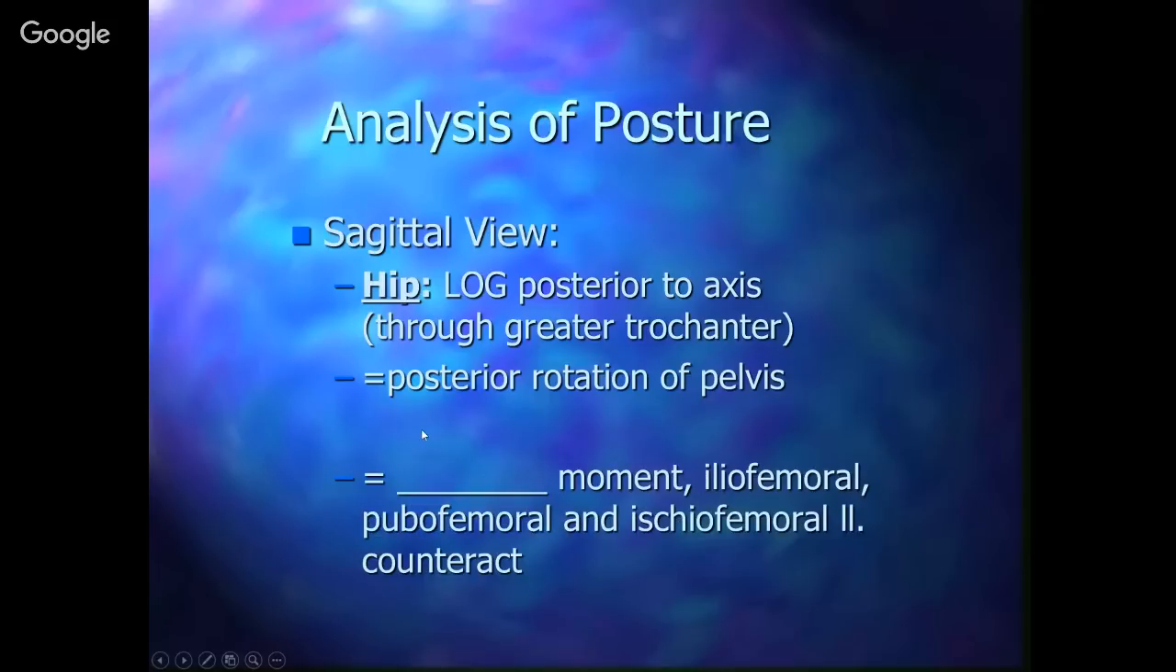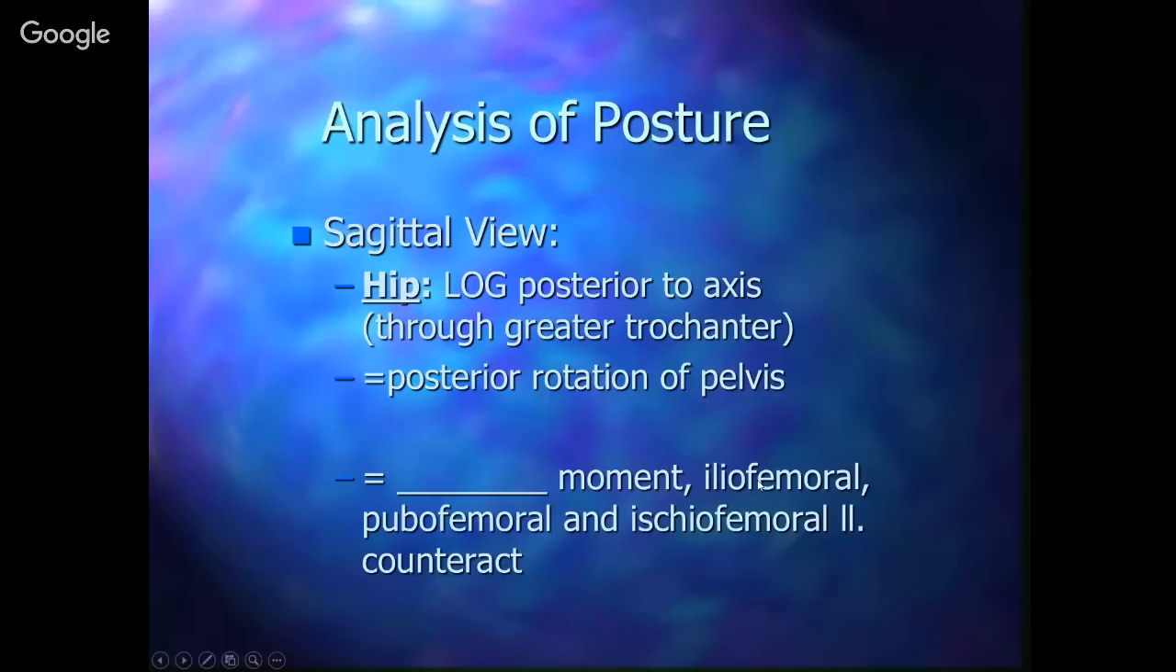So we would say that there again is an extension moment. Posterior rotation of the pelvis equals hip extension. So the line of gravity is trying to create hip extension. And once again, you don't see muscles here. Hip extension does not need to be checked by a hip flexor muscle, does not need to be checked by the iliopsoas. It can be checked by pretty darn strong ligaments.